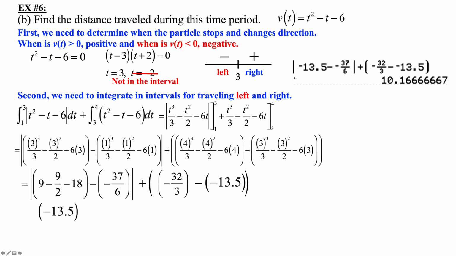In absolute value bars, plus, in parentheses, negative 32 over 3 minus a negative, which changes to a plus. So if you want to put in a plus, that's fine, 13.5, close the parentheses. That gives us a total distance of 10.16 repeating. So 10.167, rounded to 3 decimal places, is the total meters traveled.